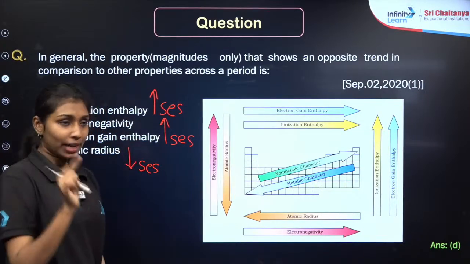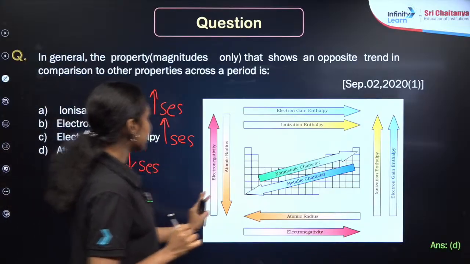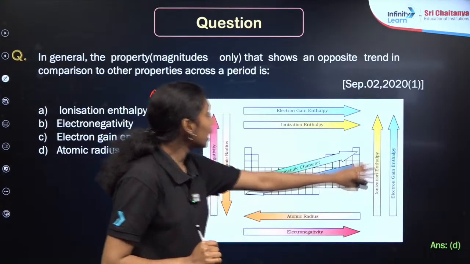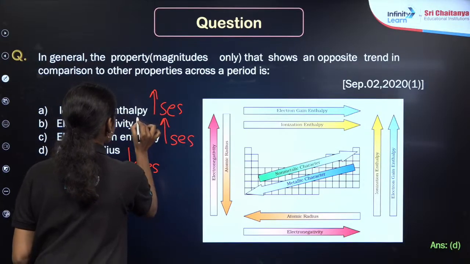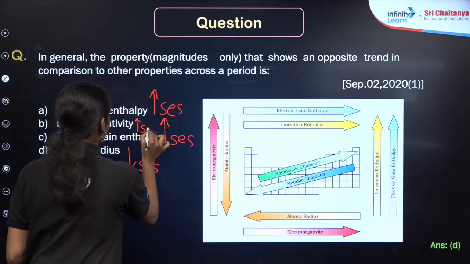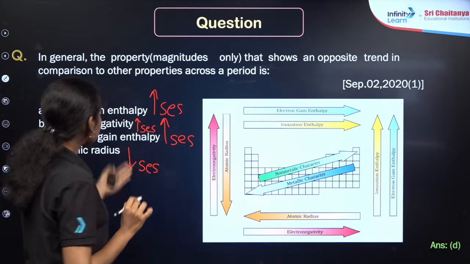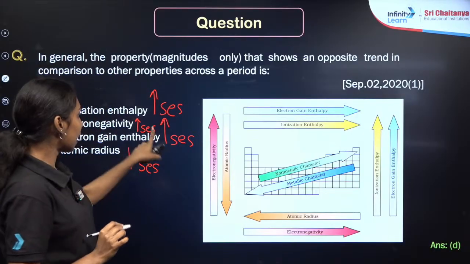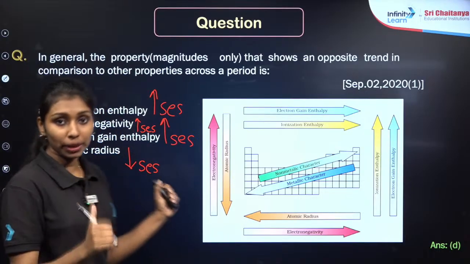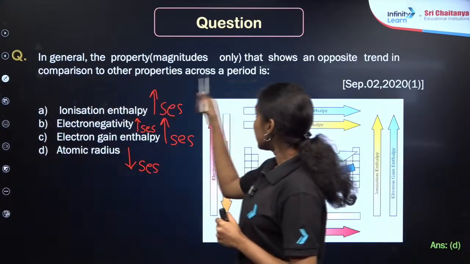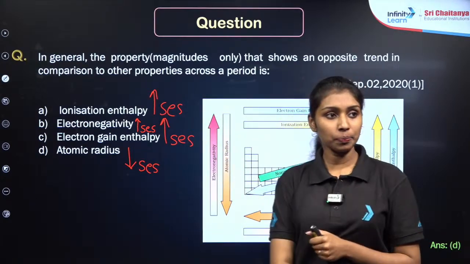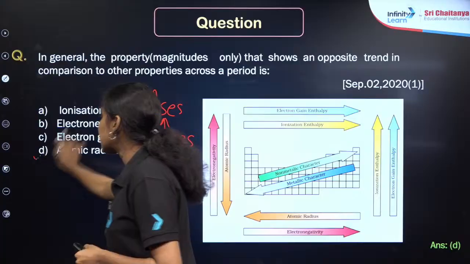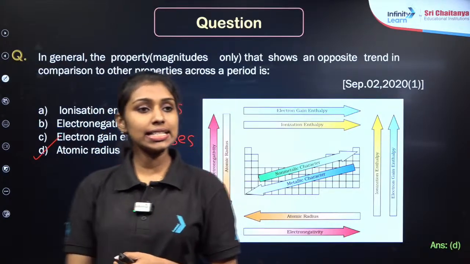Then I will give a brief idea about the electronegativity. As you can see here, the electronegativity increases along a period from left to right. We will discuss it later in detail. Which means that among these four properties, only atomic radii shows the opposite trend to all the other three properties along a period. Clear? Again, option D will be the correct answer here. Are the things clear?